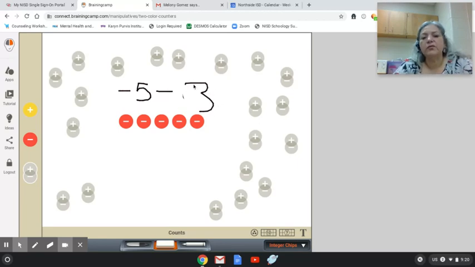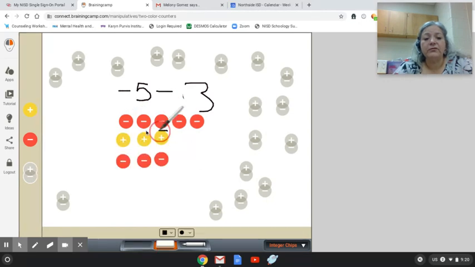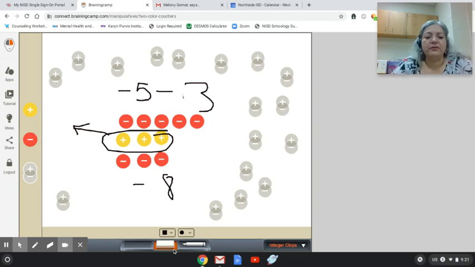So I need to take away 3 positives. I don't have positives. So remember to say it: take away 3, and I don't have positives. So again, I'm going to add 3 positives to get my 0 pairs, break them apart, and I could take away my 3 positives. And I think I already did this one. So that's going to be -8. Okay, so sorry about that one.